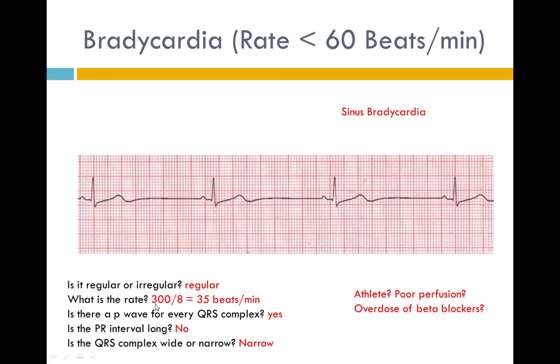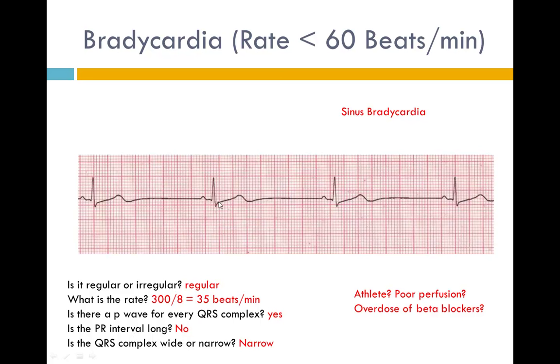But again, we're going to look at those little squares and count the big squares between the R to R, we would find that there was 8. So 300 divided by 8 is roughly 35 beats per minute. So more accurately, this patient probably is at 35 beats per minute. Is there a P wave for every QRS complex? Let's look. There looks like there is a P wave that precedes every one of these QRS complexes. Is the PR interval long? Well, let's count them.